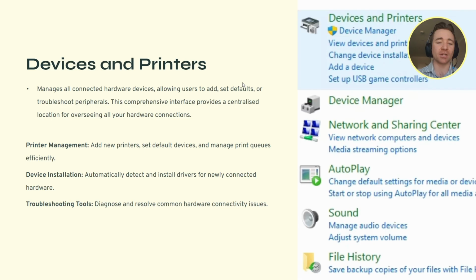Next one, devices and printers. This is where you go to manage all your connected hardware devices. You can see it up here, right? Click on devices and printers. If you want to add, set a default, or troubleshoot any peripherals, this is where you're going to go. So it allows you to manage your printers, install devices. It will automatically detect and install drivers for newly connected hardware. And if you want to troubleshoot your devices, you can diagnose and resolve any common hardware connectivity issues. So if you've got issues with your hardware, go to devices and printers. All right, that's pretty much it.